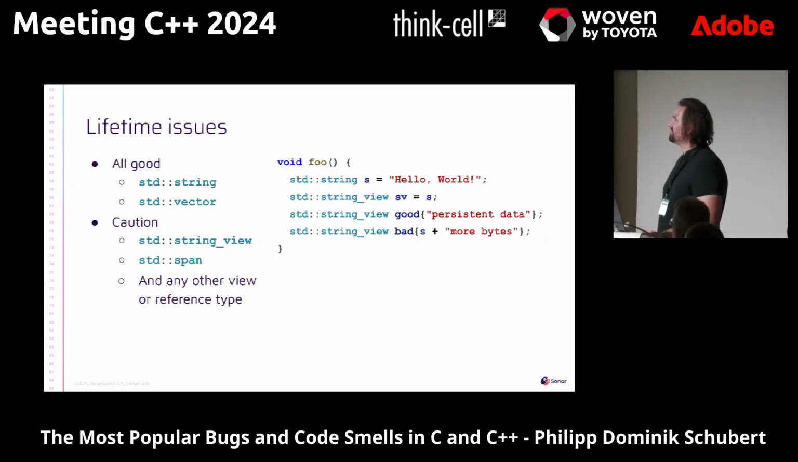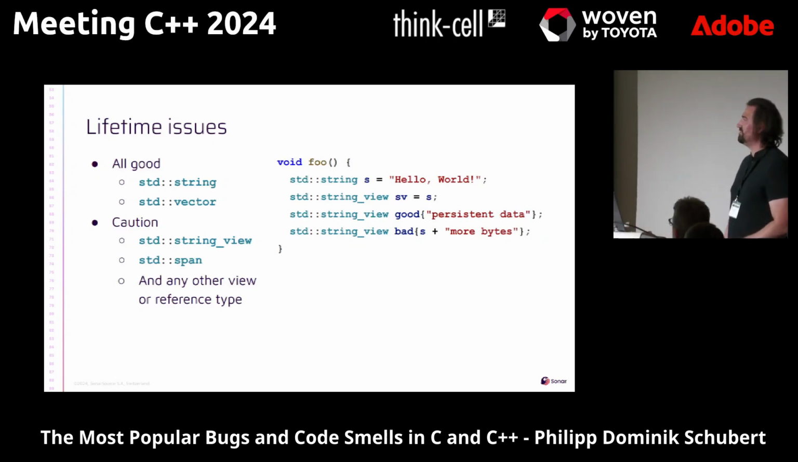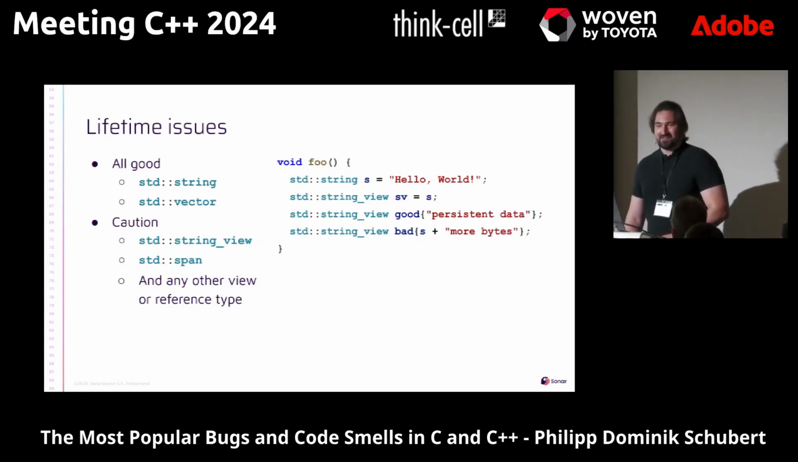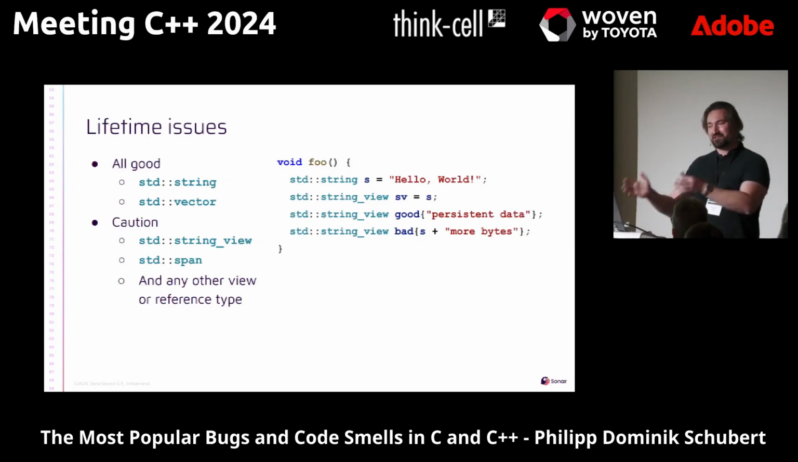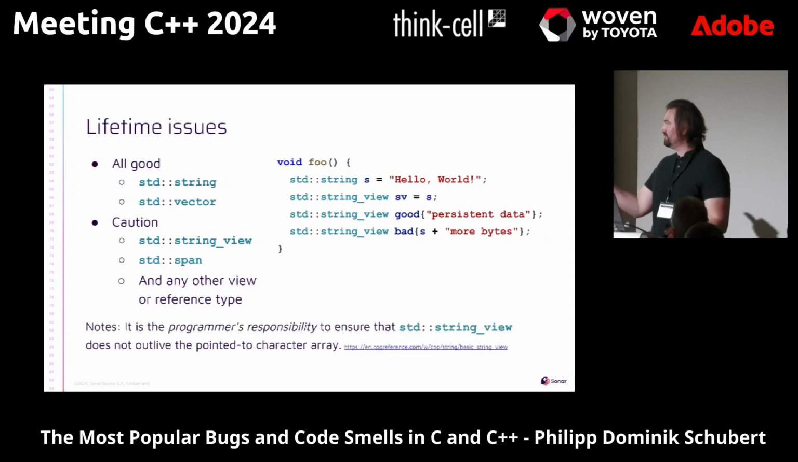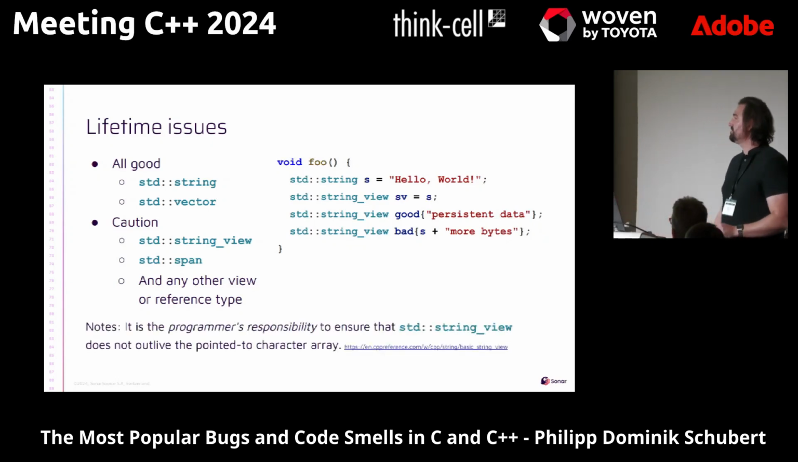Careful with using std::string_view or std::span or really any reference for that matter, because you should make sure that the object you are referring to still outlives the lifetime of the reference, right? And I found this note here on cppreference.com for basic_string_view. It's the programmer's responsibility, and again, famous last words, to ensure that std::string_view does not outlive the pointed-to character array.